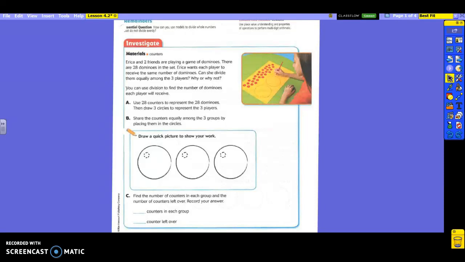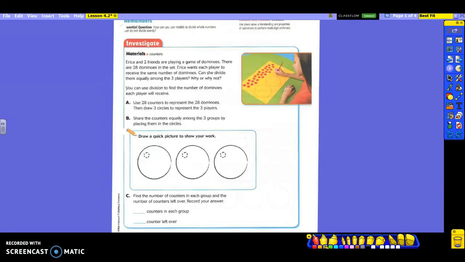Erica and two friends are playing a game of dominoes. There are 28 dominoes in the set. Erica wants each player to receive the same number of dominoes. Can she divide them equally among 3 players? Why or why not? So let's take our highlighter and let's figure out what our question is.